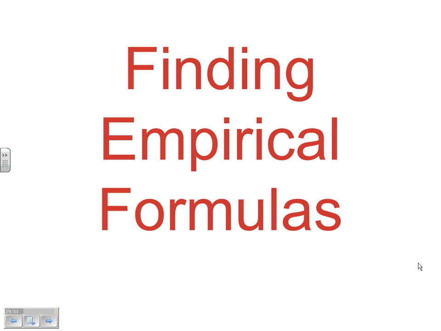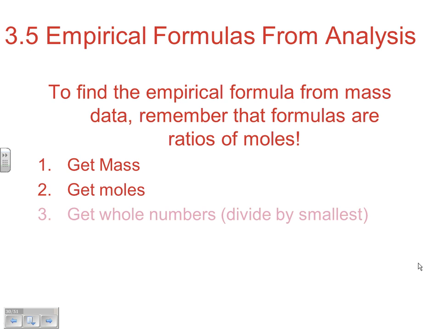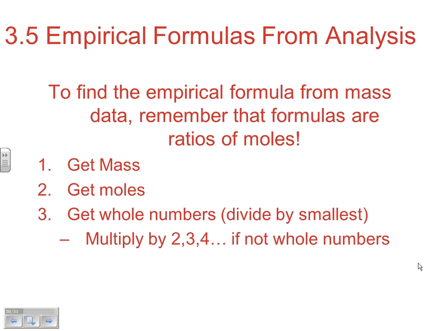Next idea, finding empirical formulas from experimental evidence. To find the empirical formula from mass data, we have to be given experimental data here. Remember that formulas are ratios of moles. So fundamentally what we want to do is take the mass that we're given and use it to get to moles, and then use it to get to whole numbers.